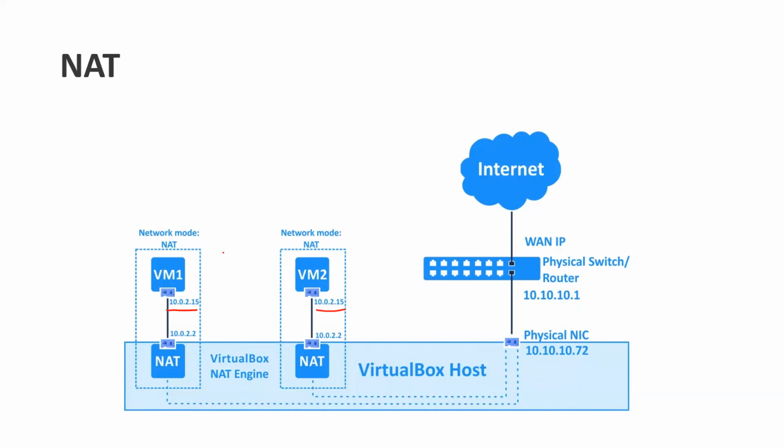This is a question students always ask me: we set it as NAT, so how come VM1 and VM2 have the same IP address? Because this NAT setting is not similar to VMware. I had another video about VMware network setting, so you can look at that video.